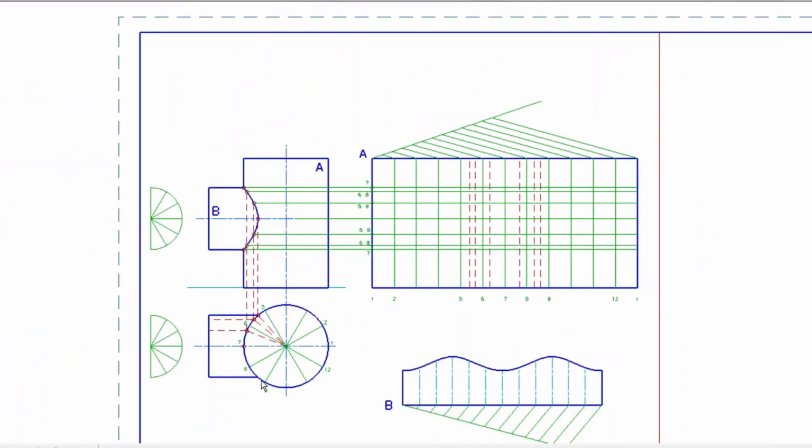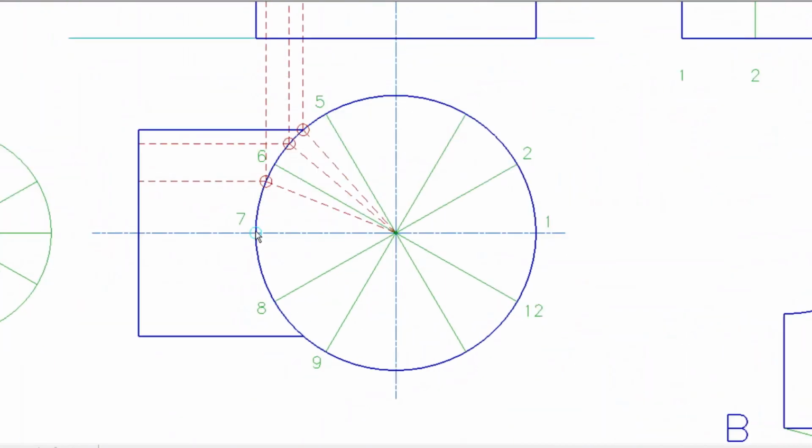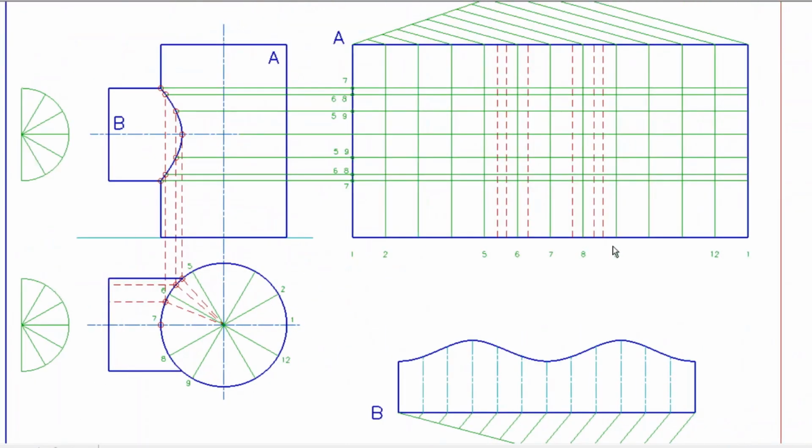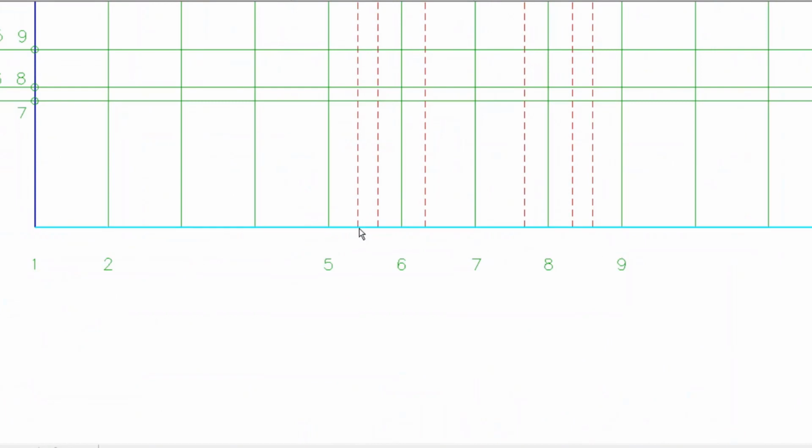So if we go back to the top view here, I measured from 7 to that penetration point. So let's call it 6B. And then I measured these two from 5. So I measured one distance from 5 and then another distance from that one. And I plotted them down just like I did from the measured from the top view.